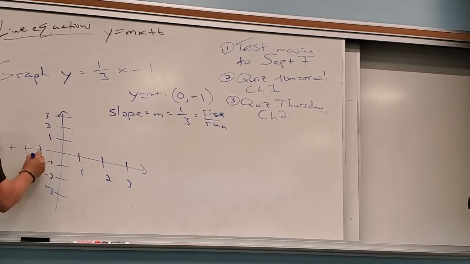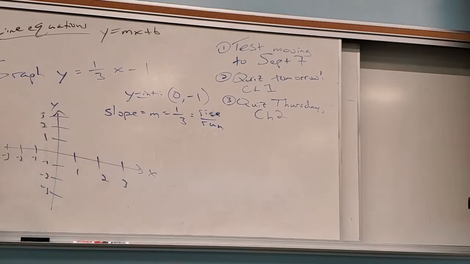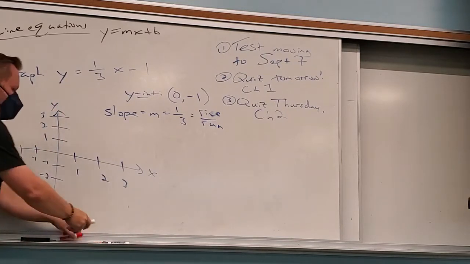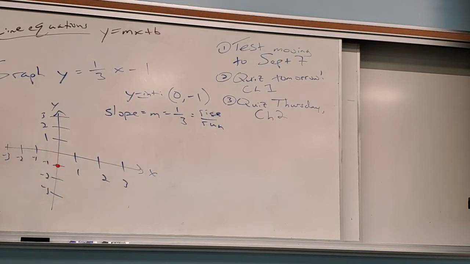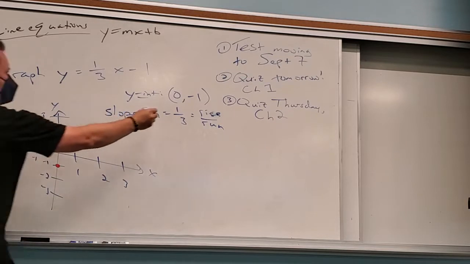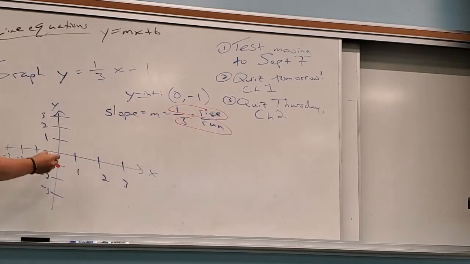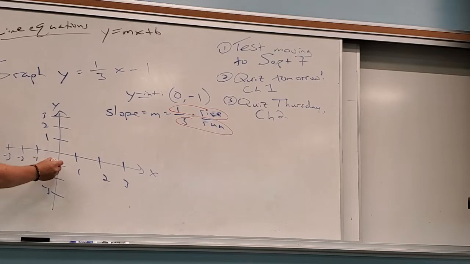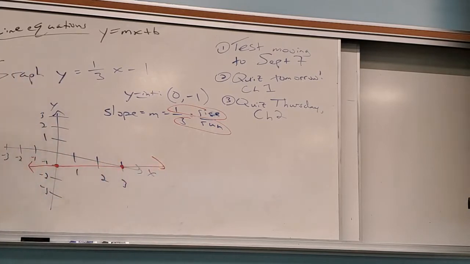This is always the most exciting part. It was riveting, Jeff, watching you do that. So the y-intercept is (0, -1), bam. And then what's the slope tell me to do? Right? So from there I'm going to rise 1, run 3. There we go. That's pretty good for me.